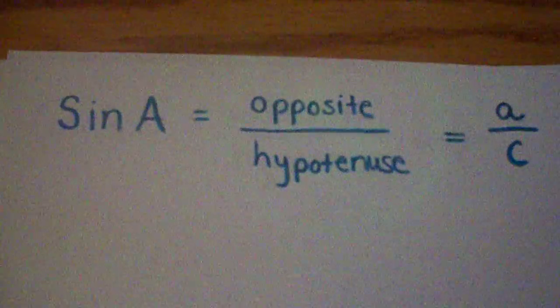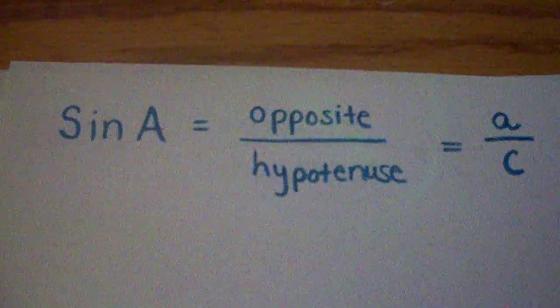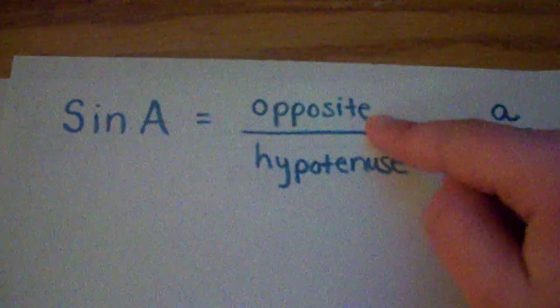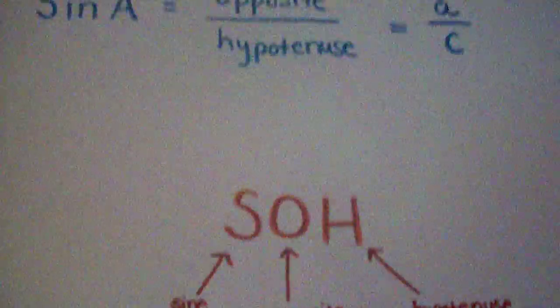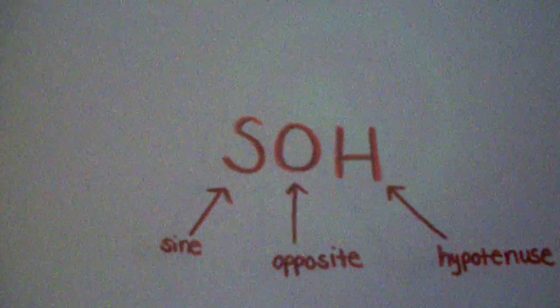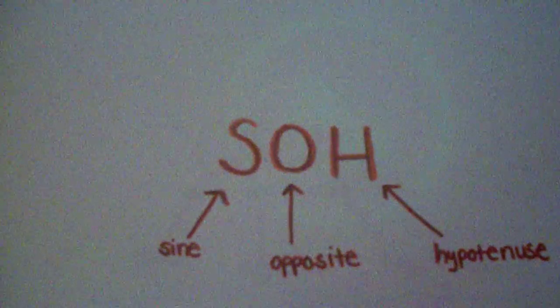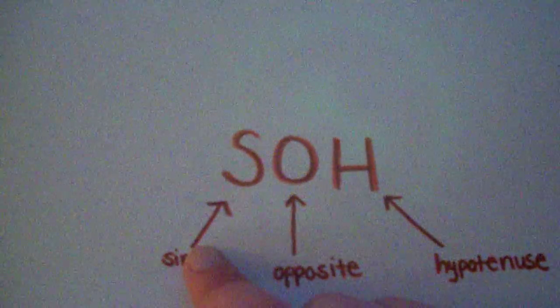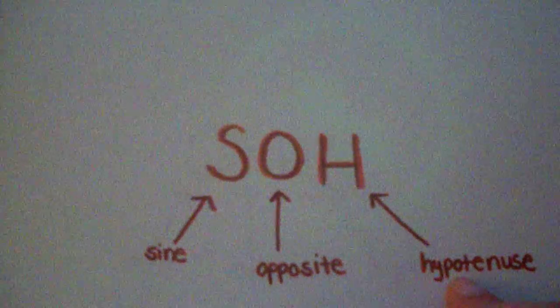Let's begin with sine. The sine of an angle such as angle A is the ratio of the length of the opposite side to the length of the hypotenuse, which in the diagram are labeled A and C respectively. An easy way to remember that sine equals opposite over hypotenuse is the acronym SOH. S is for sine, O is for opposite, and H is for hypotenuse.